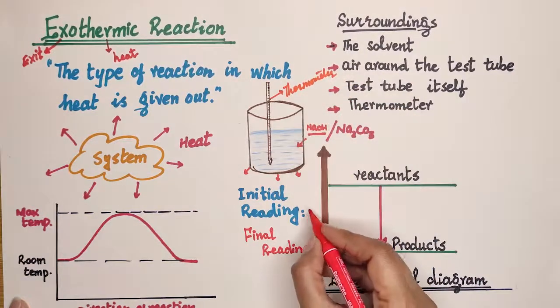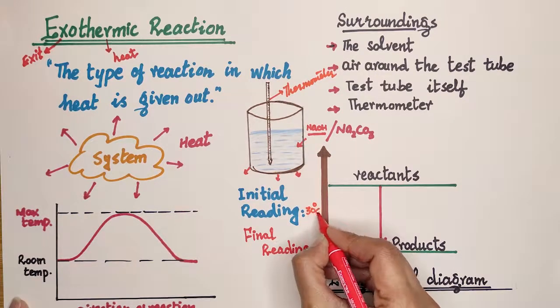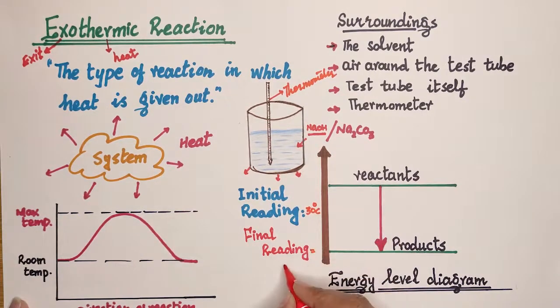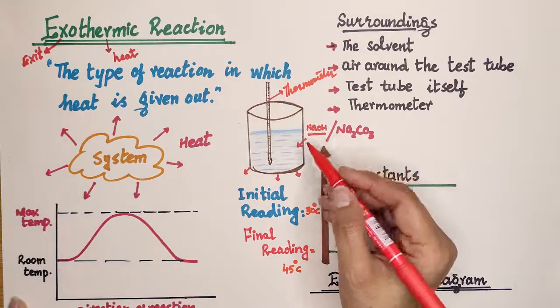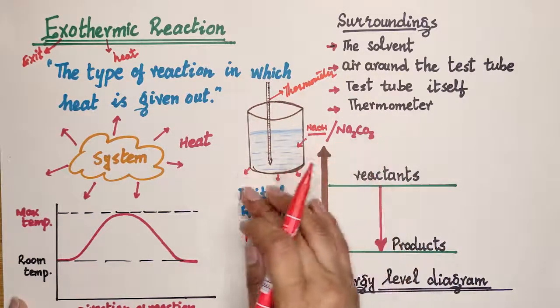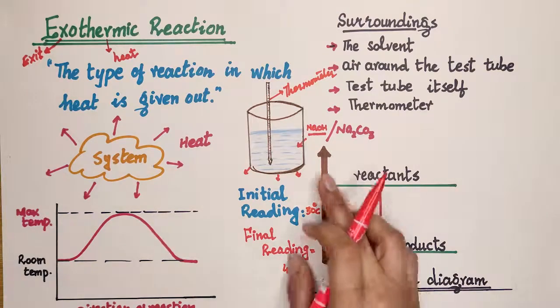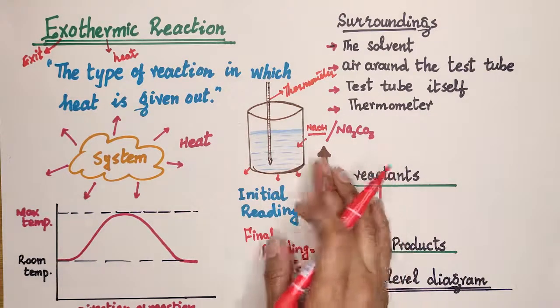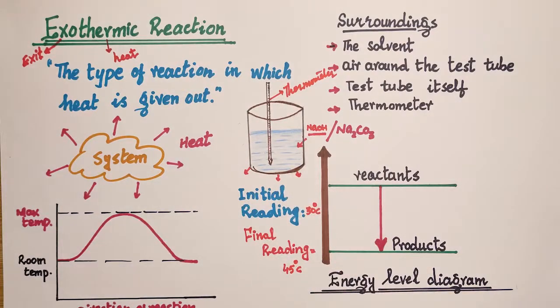We will record the initial reading. For example, the initial reading is 30 degrees centigrade. After this reaction, if it is 45 degrees centigrade, then we say the rise in temperature is 15 degrees centigrade. After looking at these readings, we can confirm that this reaction is exothermic. There is another way to learn that this reaction is exothermic: by touching the beaker. If it is heated up, then we say this reaction is an exothermic reaction.